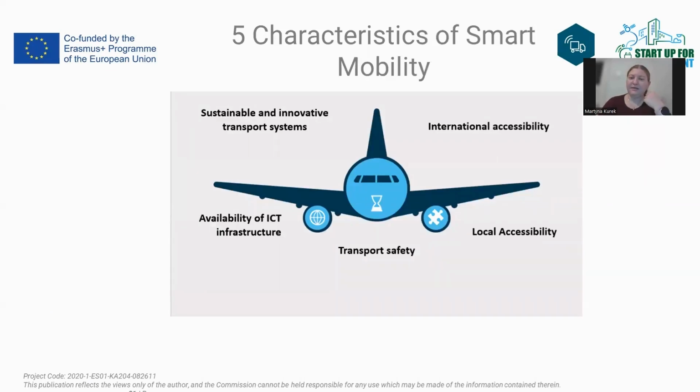Again, smart mobility is all about sustainability and innovative transport systems, availability of ICT infrastructure, safe transport, of course, local accessibility, and international accessibility.